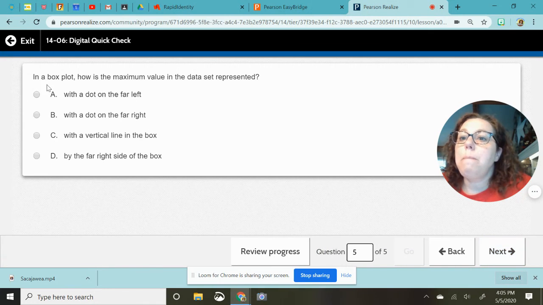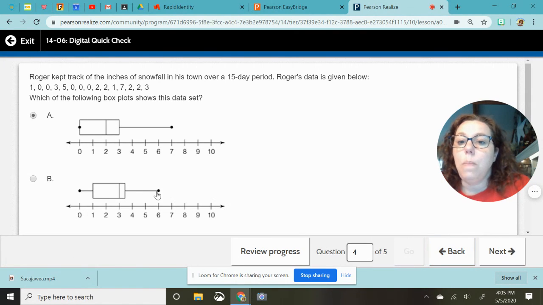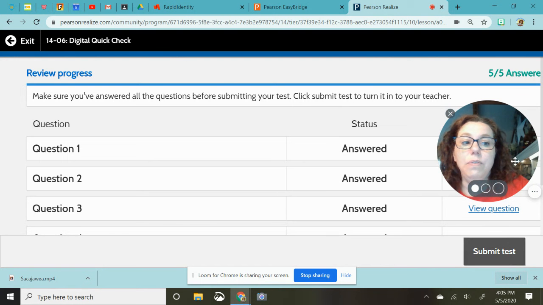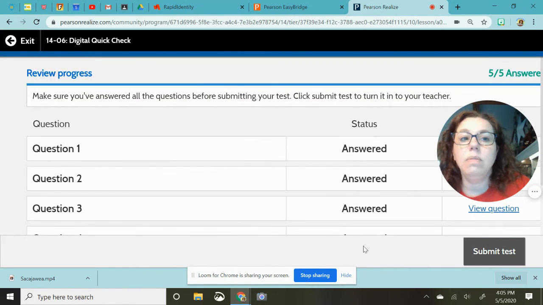Okay, in a box plot, how is... oh, now I remember. Go back, just so I can tell you. So maximum is this one, minimum is this one. So maximum is always the dot at the far right side. That is maximum. And if you feel confident with how I've helped you answer these questions, go ahead and submit. If you need more help, message me.